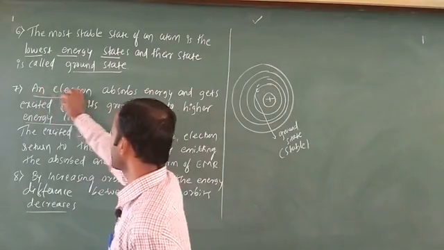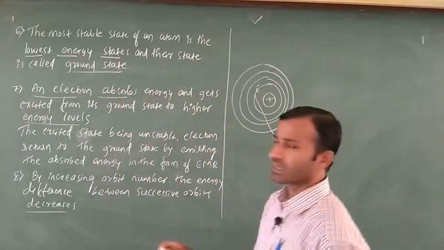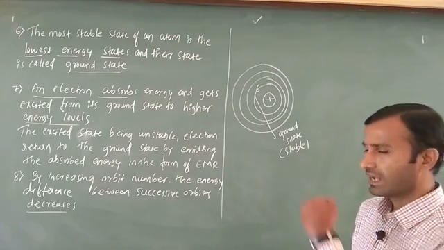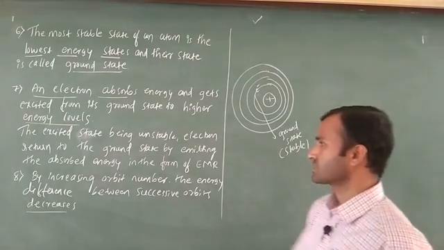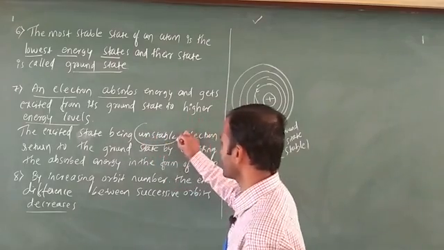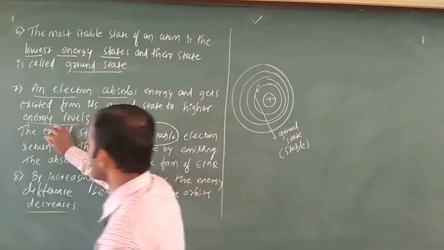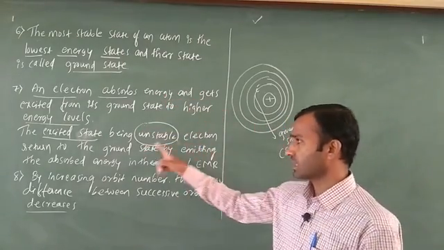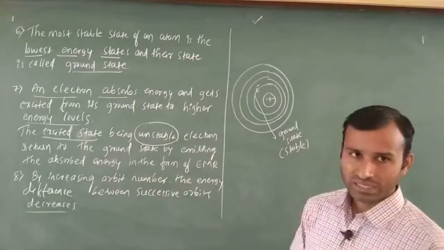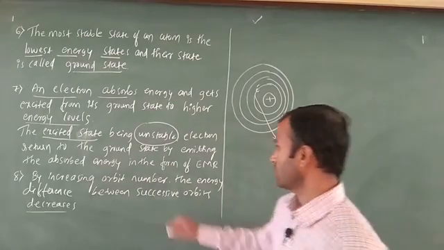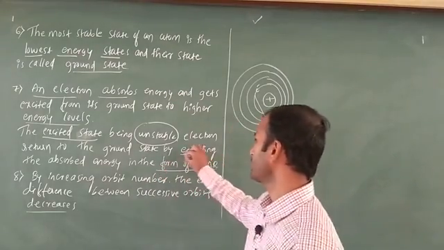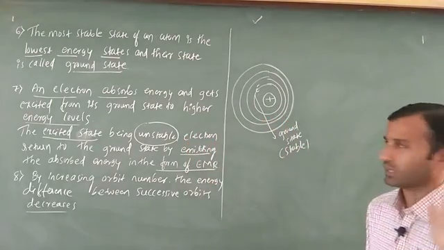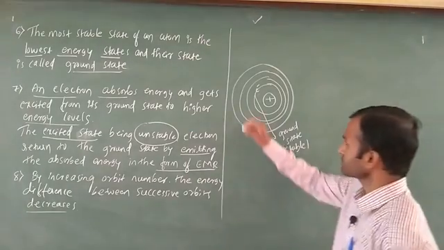An electron absorbs energy and gets excited from its ground state to a higher energy level or higher energy state. The excited state, being unstable, the electron returns to the ground state, emitting the absorbed energy in the form of electromagnetic radiation. It looks like a very lengthy sentence, but it is very simple. I will explain, just listen here.